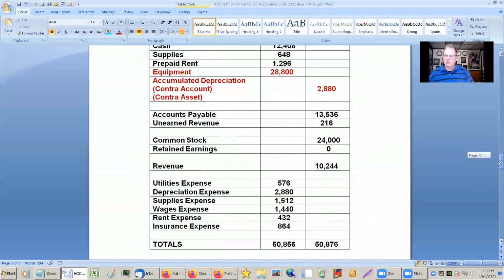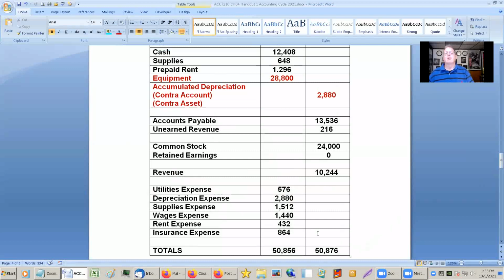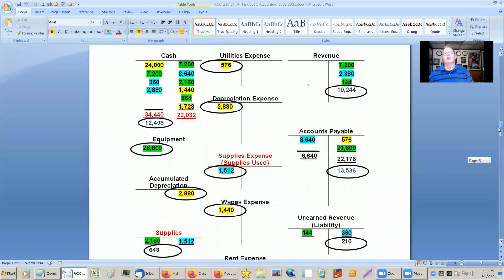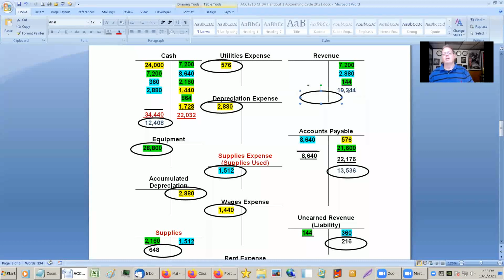Did you get the same thing, or did you guys get something different? Yeah, I'm off by $20. You have 10,244 and it's 10,224. Oh, good catch, good catch. So my math is wrong up here. Oh, wait. No, I think you're right. I think my math is wrong up there. Let me try that again.